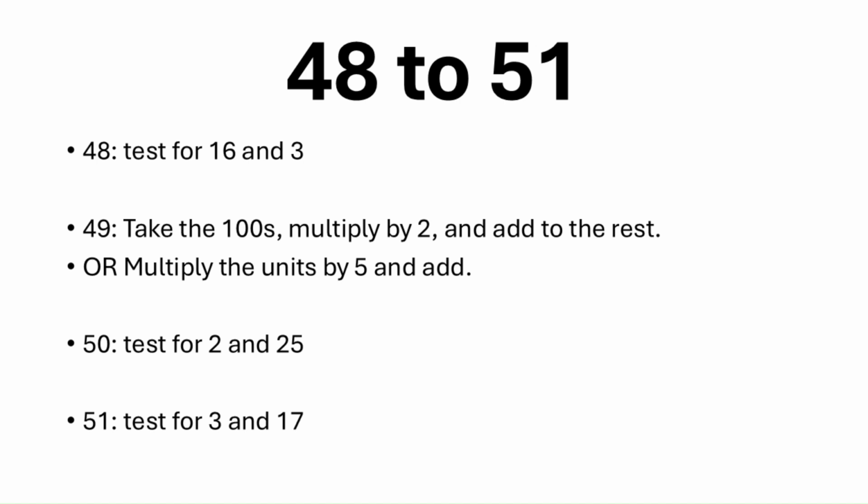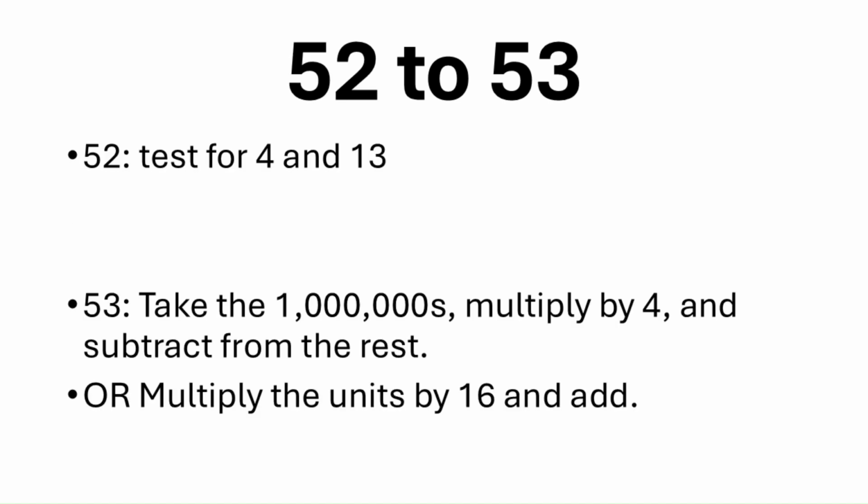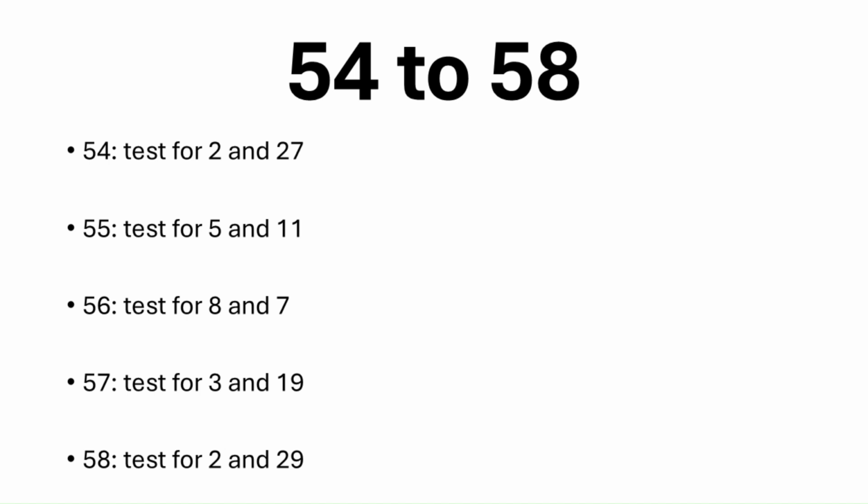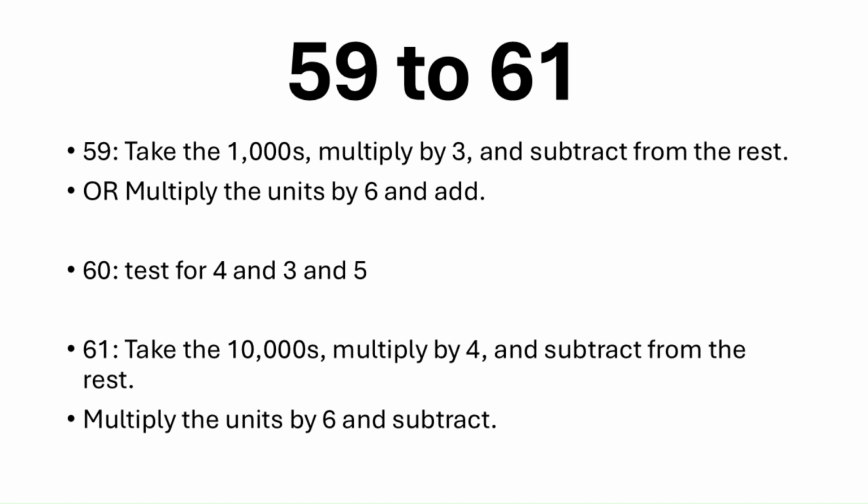50. Test for 2 and 25. 51. Test for 3 and 17. 52. Test for 4 and 13. 53. Take the 1 millions, multiply by 4, and subtract from the rest. Or multiply the units by 16 and add. 54. Test for 2 and 27. 55. Test for 5 and 11. 56. Test for 8 and 7. 57. Test for 3 and 19. 58. Test for 2 and 29. 59. Take the 1000s, multiply by 3, and subtract from the rest. Or multiply the units by 6 and add.